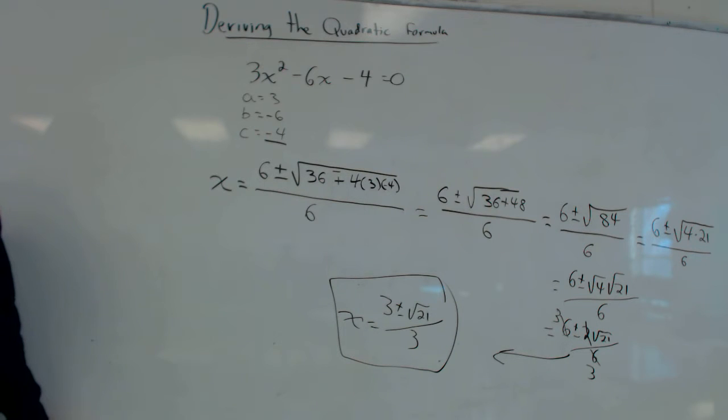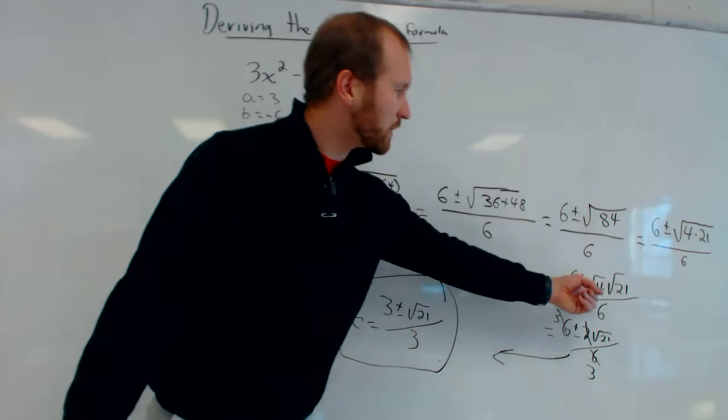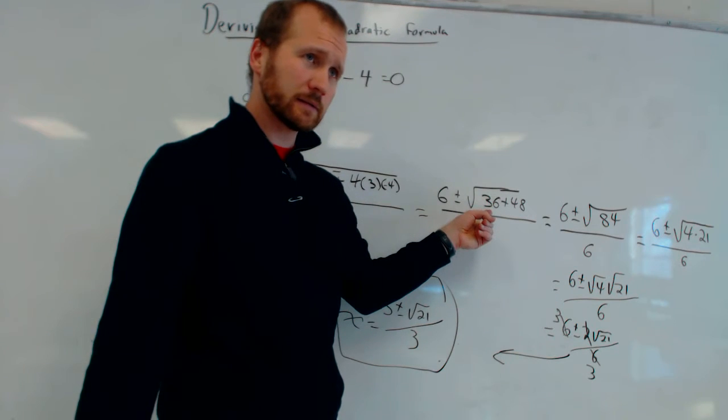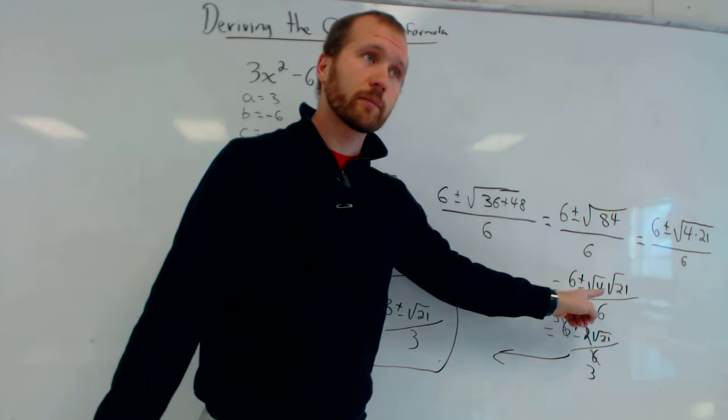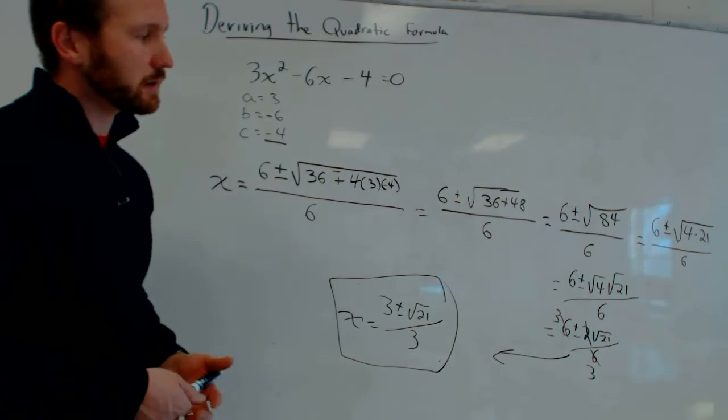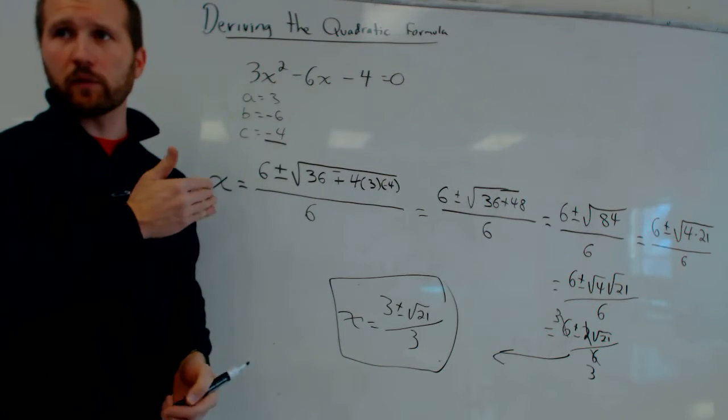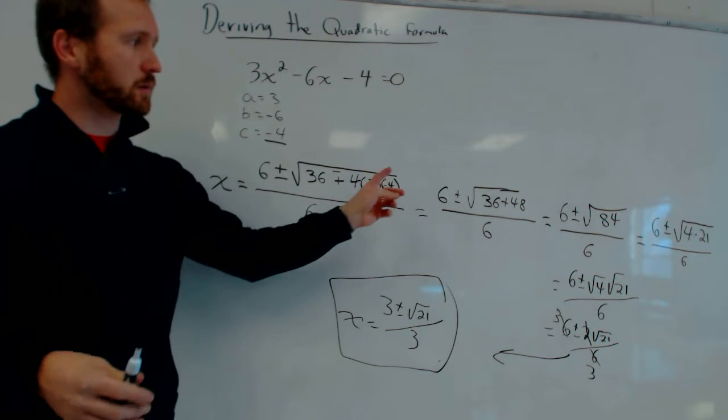How come I can take the square root of 4 and the square root of 21, but I can't take the square root of 36? Because these are multiplying, right? Remember, square roots are like exponents. They distribute over multiplication. They don't distribute over addition.